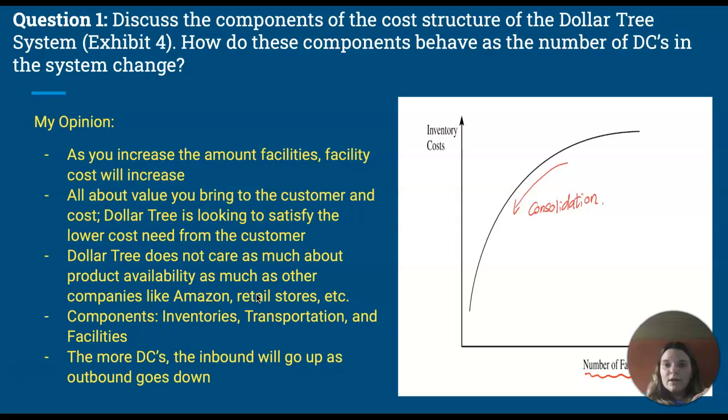And then over here, I just inserted this from the video. Basically, as the number of facilities go up, the inventory costs go up as well, which we need to think about.